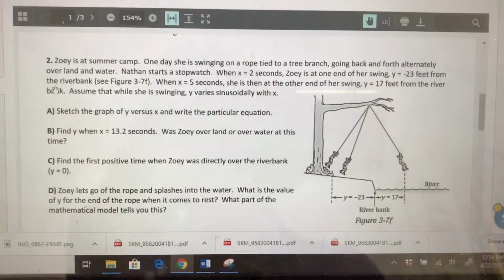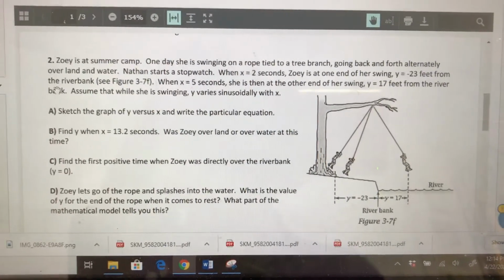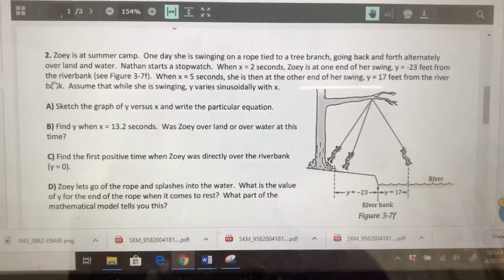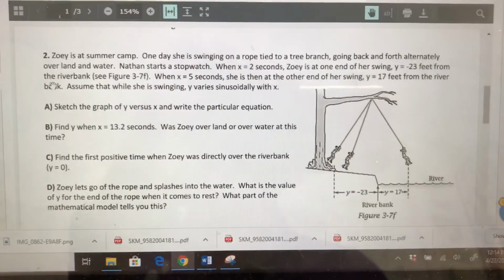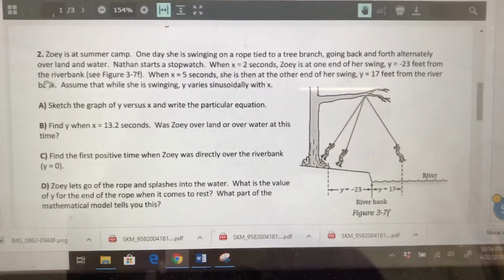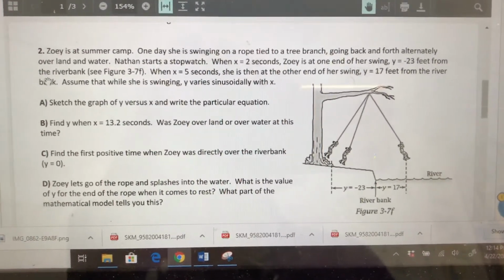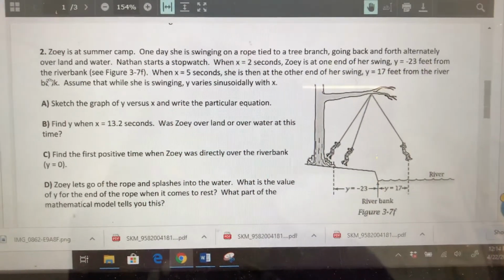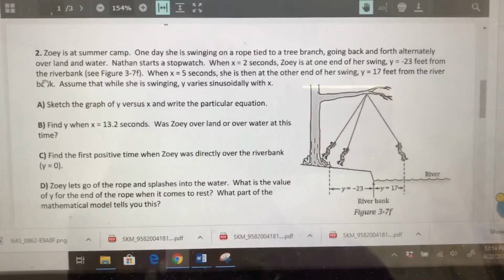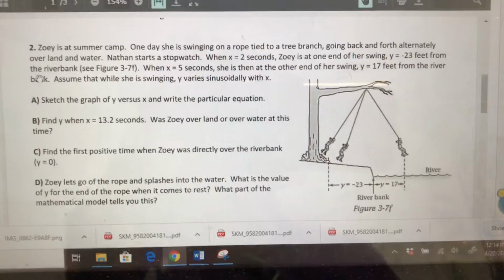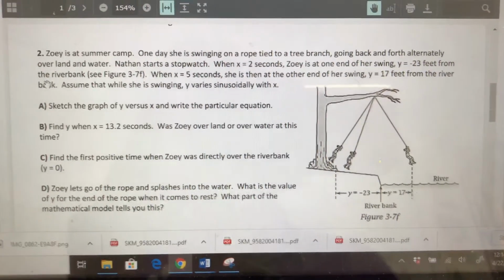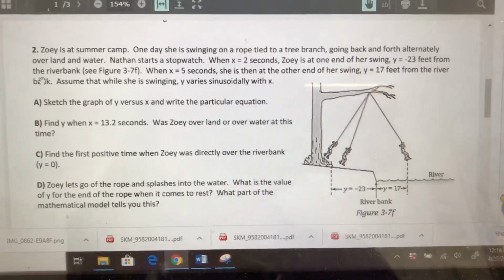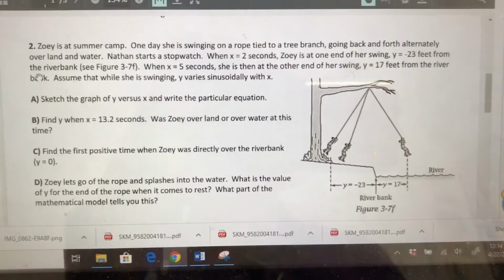So the big idea here is, notice the input here. We want to put in a time, and we want to get out her location. Is she over the river? Is she behind the river? That sort of thing. So what we're really doing is we're stretching and compressing a trig function. We're not putting in a degree measure. We're not putting in a radian measure in the typical sense. But we're going to stretch the sine function so it will match up with that kind of data.